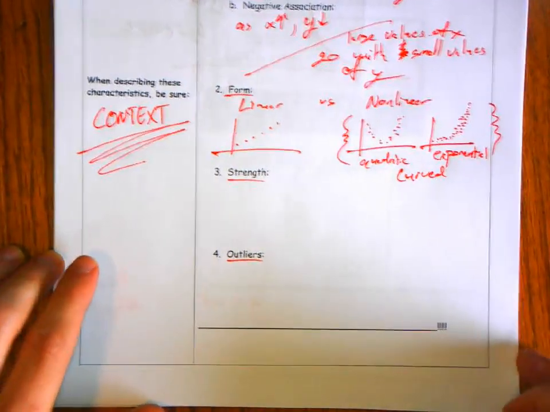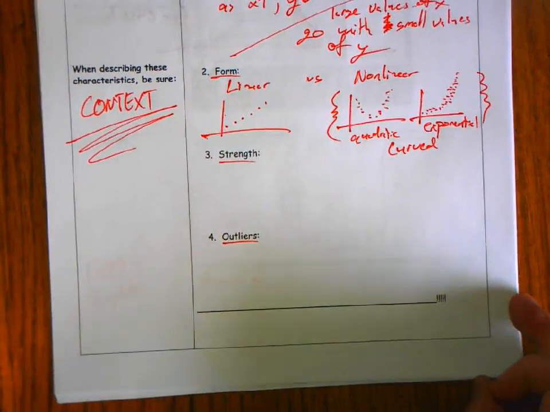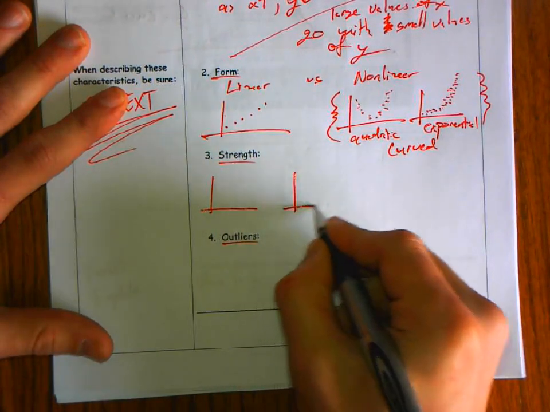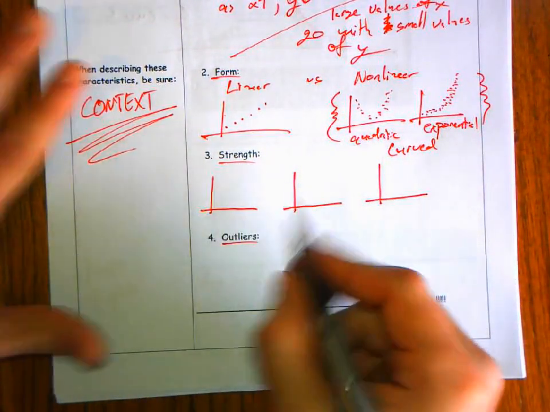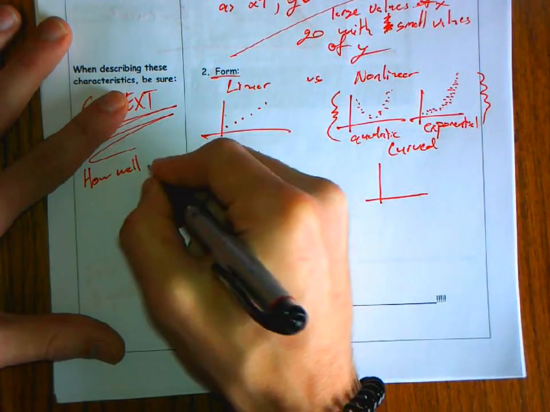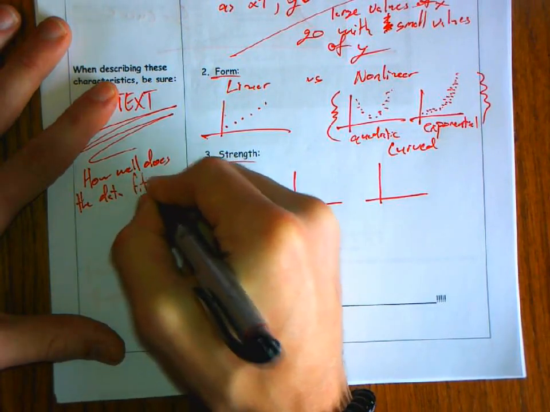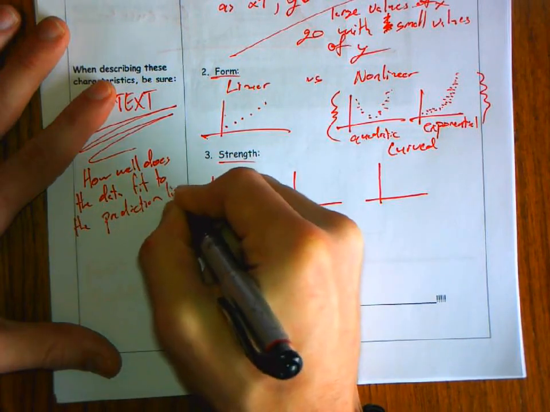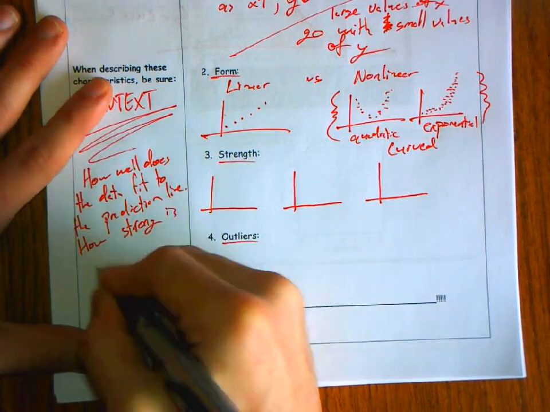I forgot to talk about strength and outliers. Go back to that. We can talk about the strength of an association. Let's do 1, 2, 3 of these. Strength is how well the data fits to the prediction line. That is, how strong is the pattern.